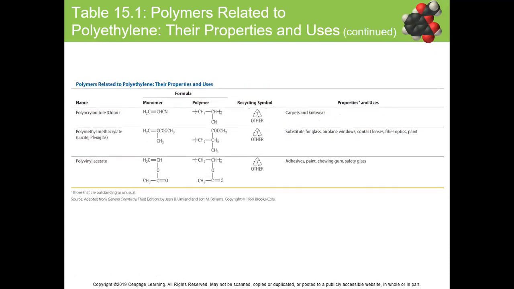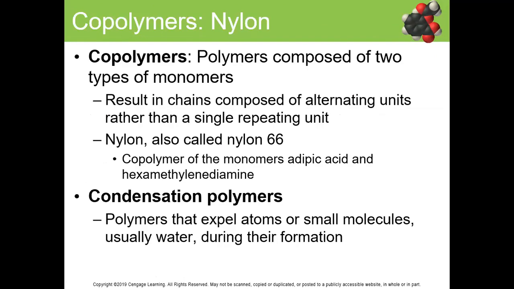And this one's just another figure from your book. All right, nylon is called a copolymer. That just means that instead of one type of monomer, there are two types of monomers. And so they're alternating units instead of a single unit that's repeated over and over and over. Nylon 66 is what we call nylon. And I won't ask you what the monomers of nylon are, but if you need it, if you look at the name, co, right? So we're talking about two different monomers getting together.